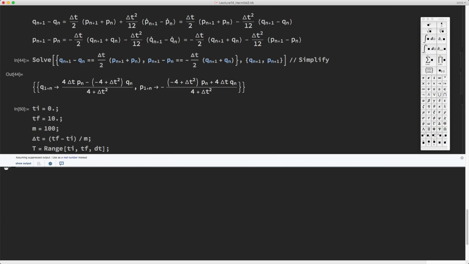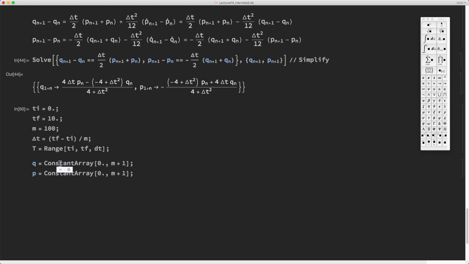Okay, so let's define some vector to store the values of q and p. That's the position and the momentum. So let's use constant array to store the values of q and p. So we will initialize these to 0, and then let's suppose that our initial data is that initially the first value of q starts from 0, and let's suppose that the initial value of the momentum is square root of 2.